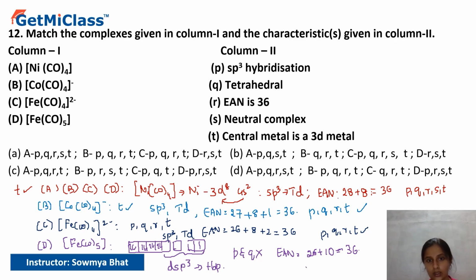So here P and Q are not valid, but R, S, T are. It's a neutral complex, so S is valid, and EAN is 36, so R is valid, and the central metal atom is a 3d metal, so R, S, T is valid. So the options would be PQRST, PQRT, again PQRT, and the last one RST. Option A is the correct choice.